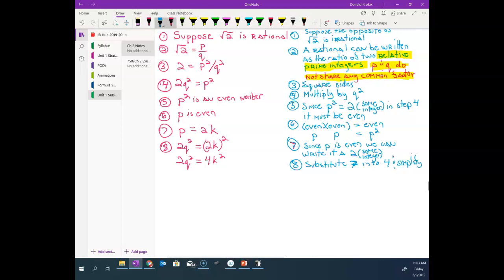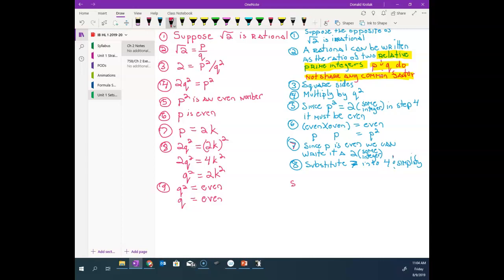Okay, so then if I simplified this and solved it for q, I'd have q squared equals 2k squared. So what can we now say about q squared? What kind of number is it? Yep. Right, so now we can say q squared is an even, and therefore q is an even. For the same reason we did back there.